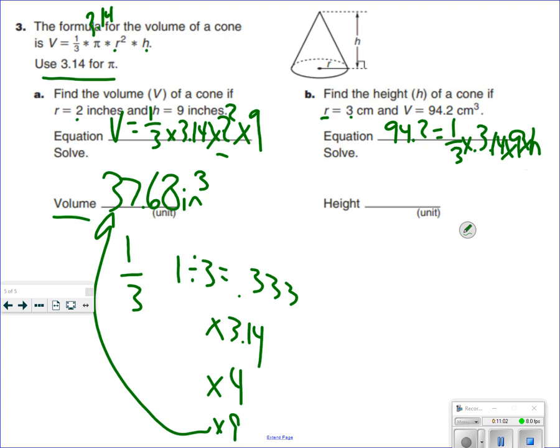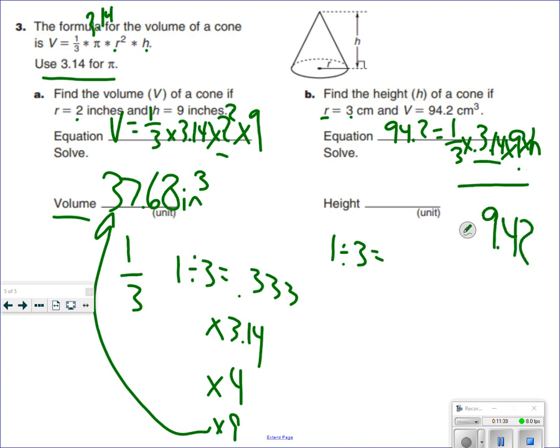On the right side, on my calculator, first thing I'm going to do is 1 divided by 3 to do the 1/3. I have 0.33. Then I'm going to multiply by 3.14. Sorry, I pressed the wrong button. Okay. Now I'm going to multiply that by 9. So on this side, I have a 9.42.